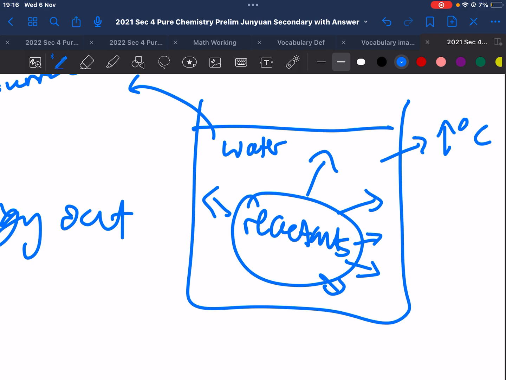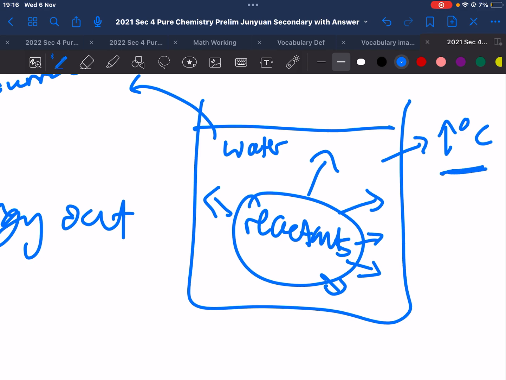So the water increases in temperature. It does not decrease in temperature. I repeat, the water increases in temperature because energy from the reactants is being released out. Not from the water but from the reactants.